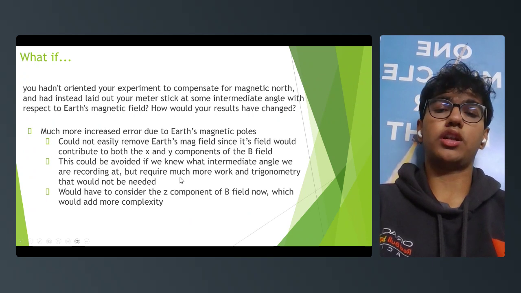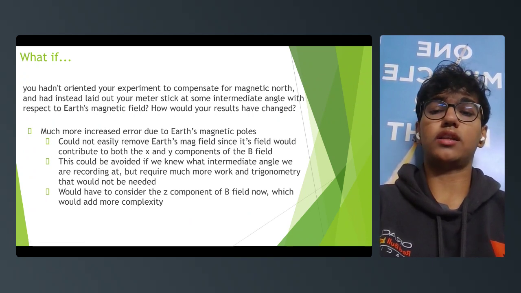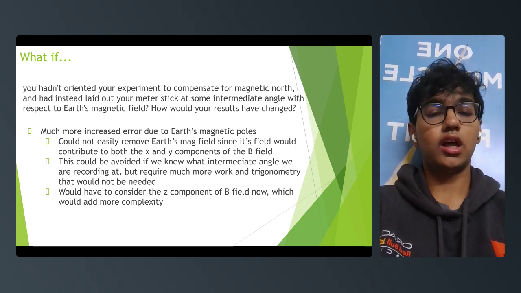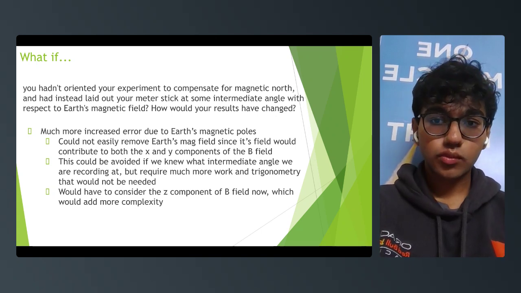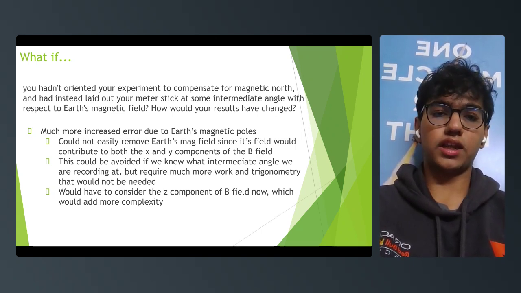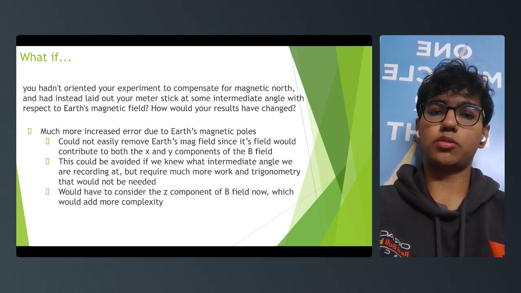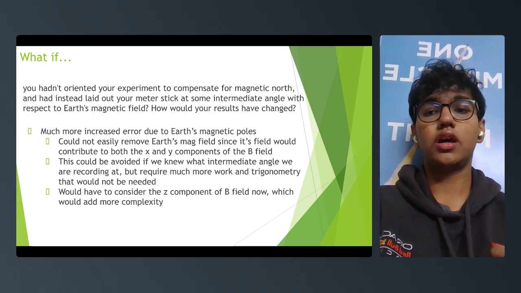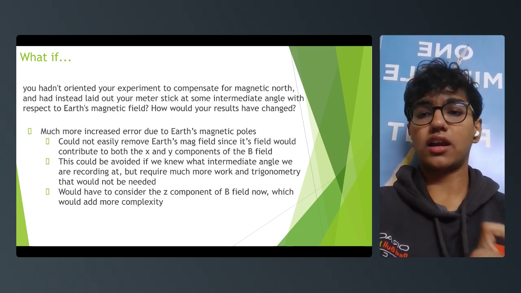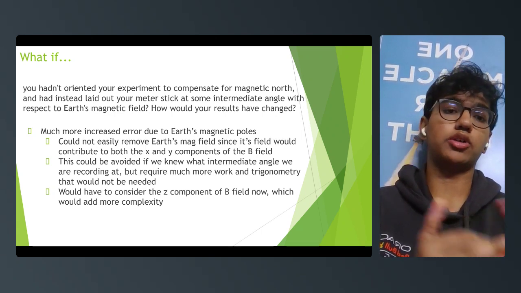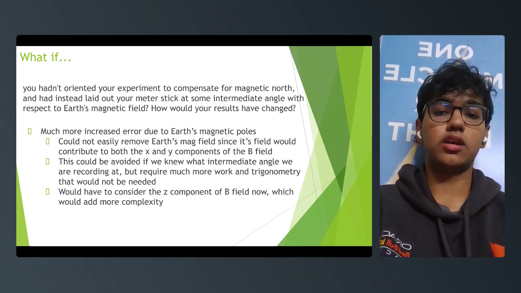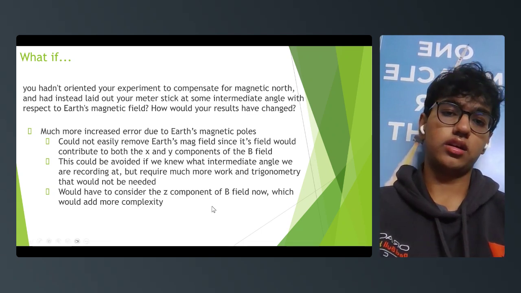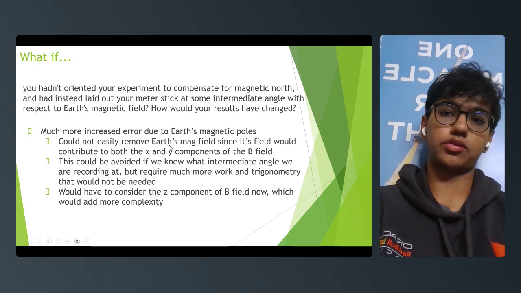What if you had not oriented the experiment to compensate for magnetic north and had instead laid out your meter stick at some intermediate angle with respect to Earth's magnetic field? How would the results have changed? There would be much more error due to Earth's magnetic field, so you could not easily remove it, since this field would contribute to both the x and y components of the B field. This could be avoided if you knew what intermediate angle we were recording at, but that would require much more trigonometry work that would not otherwise be needed. We would also have to consider the z component of the B field, which would add more complexity. That's how our results would have changed.